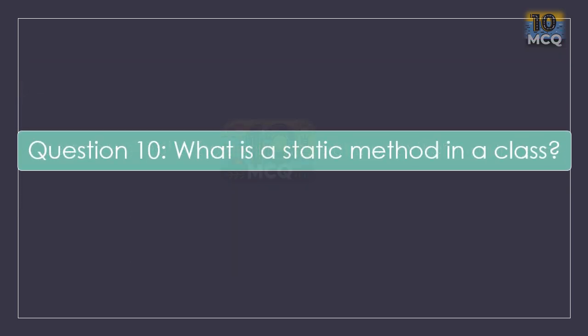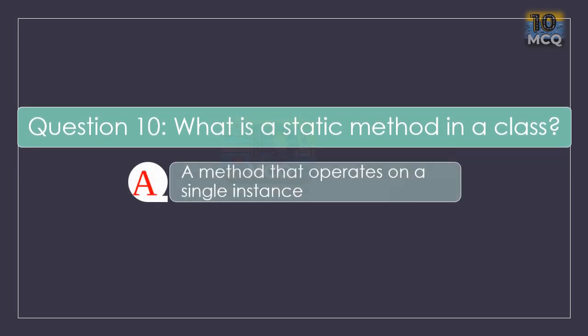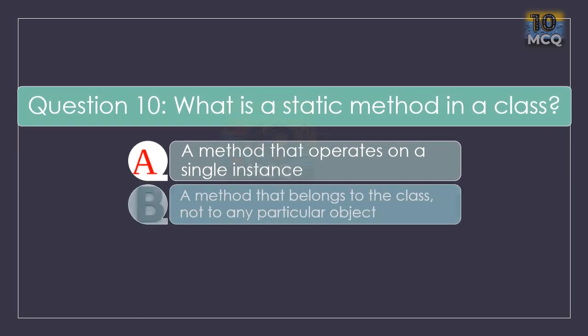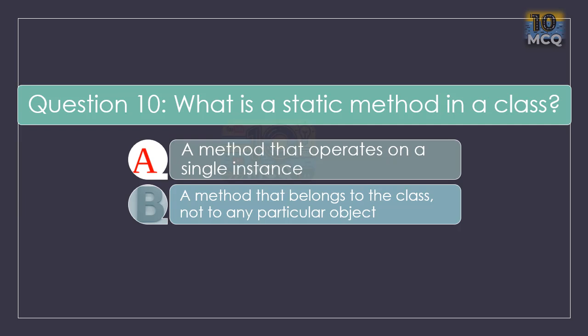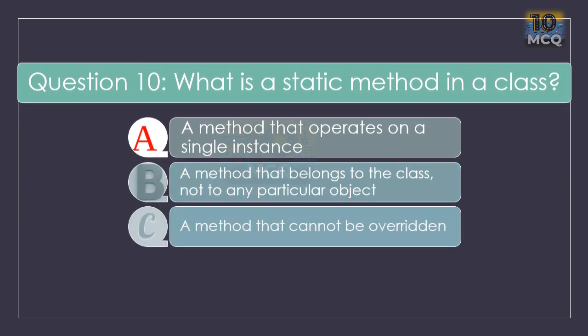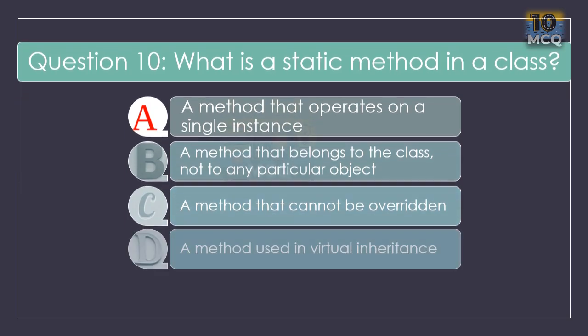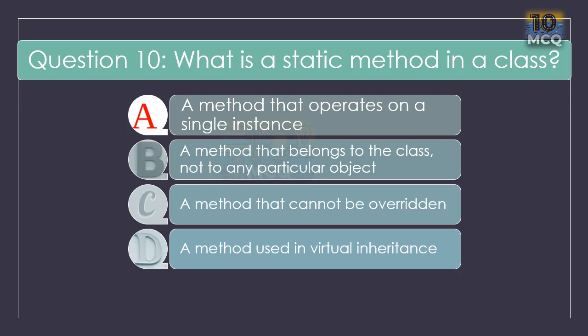Question 10. What is a static method in a class? Option A, a method that operates on a single instance. Option B, a method that belongs to the class, not to any particular object. Option C, a method that cannot be overridden. Option D, a method used in virtual inheritance. The correct answer is Option B, a method that belongs to the class, not to any particular object.